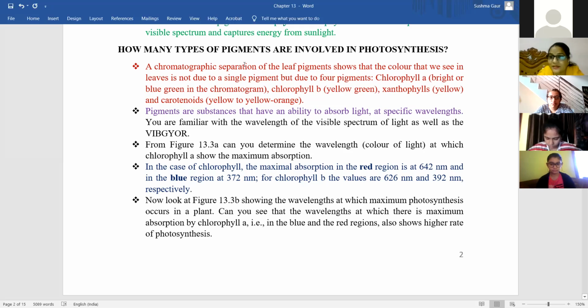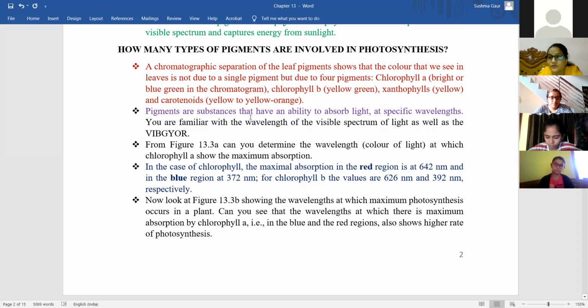Chromatography is a method or technique that helps in the separation of different pigments present in anything, or we can say present in leaves. By chromatographic separation we come to know that there are 4 pigments other than chlorophyll that are involved in the process of photosynthesis. They are named chlorophyll A, which is bright green or blue green in appearance; chlorophyll B, which is yellowish green; xanthophyll, which is yellow; and carotenoids, which are yellow to yellow orange in color.